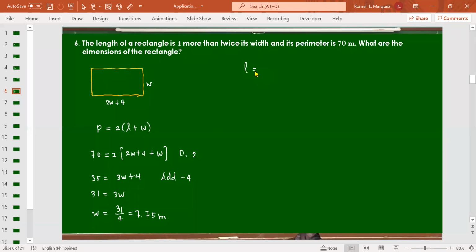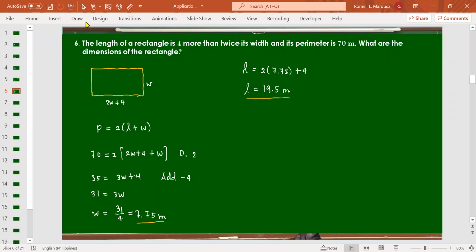Length therefore is equal to 2W, 2 times 7.75 plus 4. So length therefore is equal to 2 times 7.75 plus 4, 19.5 meters. So these are the answers, guys.